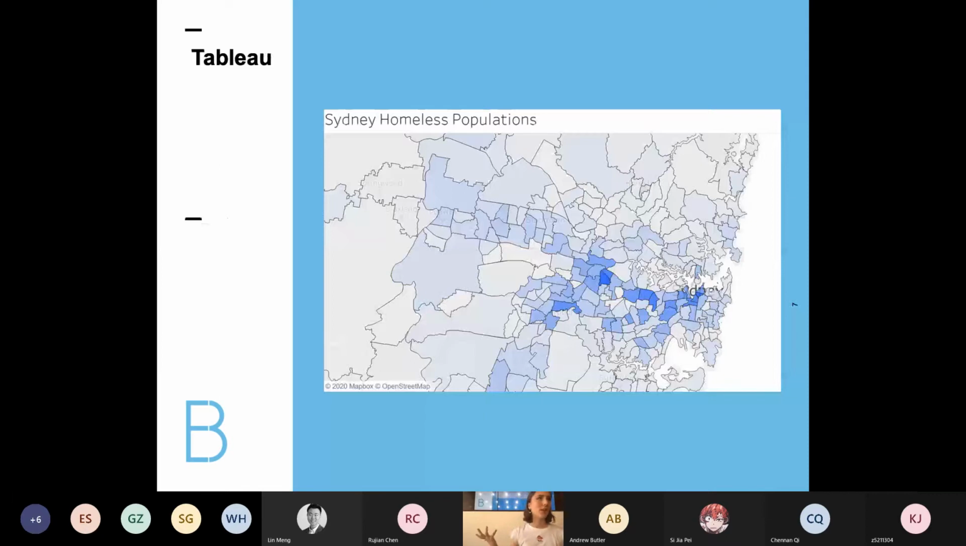So this here is probably one of the best maps I was able to get out of Tableau. It presents the correlation of clusterings of homeless people, so people experiencing homelessness in Sydney. So you can see there's like a direct line there almost, where people are explicitly in those areas. So this is from the 2016 census data.